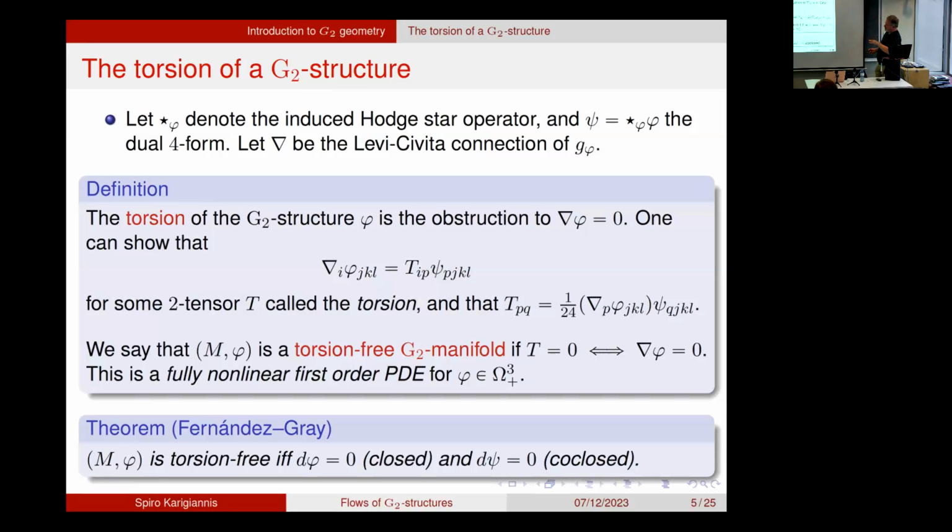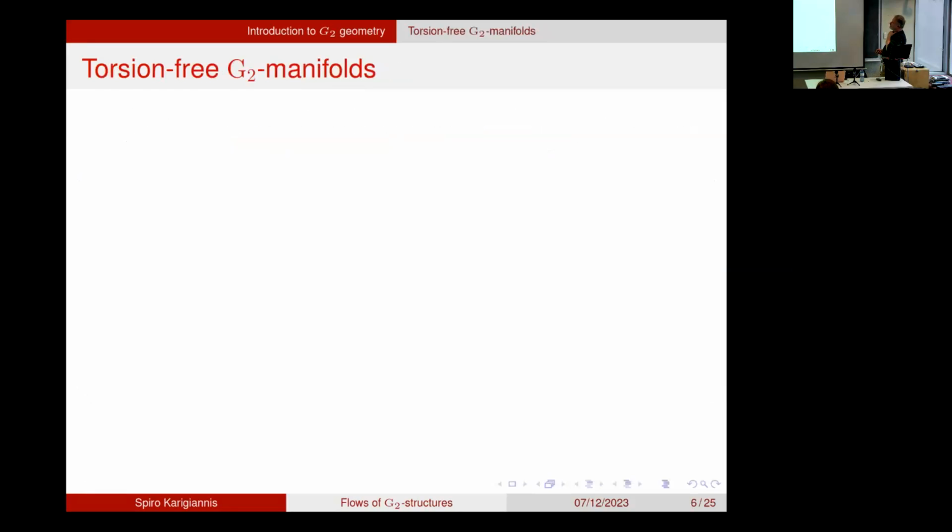Okay, so we're going to use this fact, because what we really want to achieve is torsion-free G2 structures, and the fact that we can equivalently describe this by being closed and co-closed makes it a little bit easier to deal with. Okay, why should we care about torsion-free G2 manifolds?